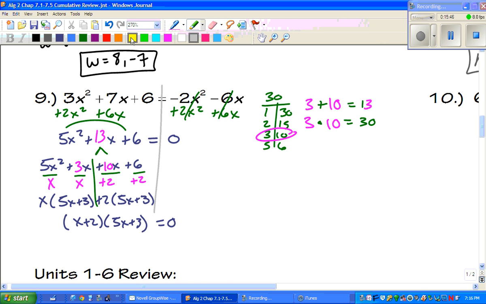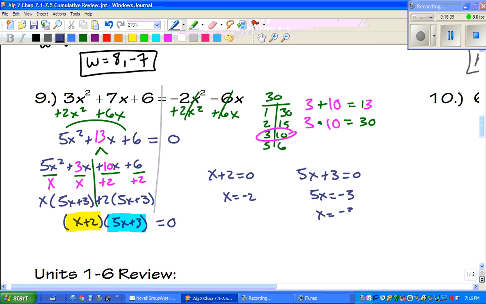But now, everything with a variable we set equal to 0. So x plus 2 equals 0, and 5x plus 3 equals 0. First one's easy, x equals negative 2. Now, on this side, we have to do a little bit more work. So we have to subtract the 3 and divide by 5. So our two answers, if you want to make them look all nice and pretty, is x equals negative 2 and negative 3 over 5.